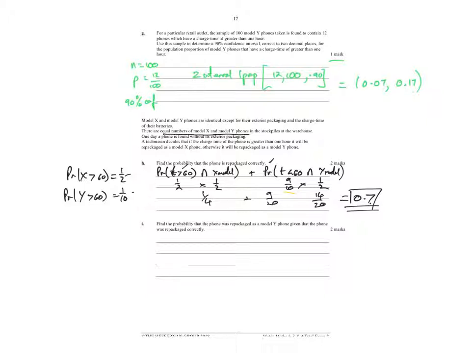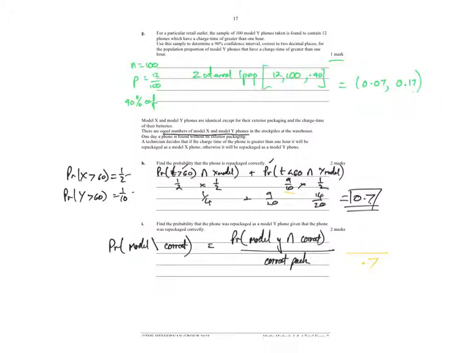Now, what's the next part asking us? What do we need? A Model Y phone, given that the phone was packaged correctly. So from my conditional rules, we know that that's given by the probability of a Model Y phone and being correctly packaged over the probability of being correctly packaged. The good thing is we've already got the probability of it being correctly packaged. That's the 0.7 from the previous question.